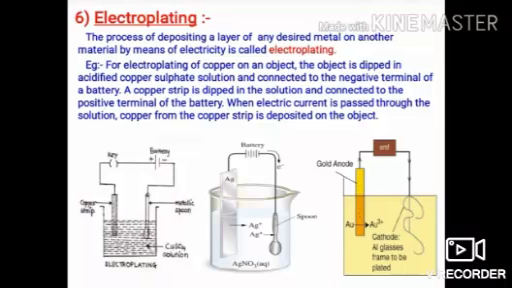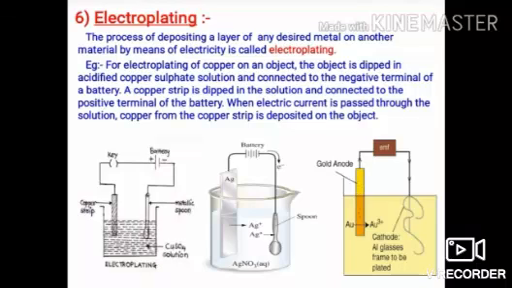First one is the article to be electroplated should be made the cathode of an electrolytic cell. Second, the anode is made up of the pure metal which is to be coated on the article. Third, a suitable soluble salt of the anode metal is taken as the electrolyte.